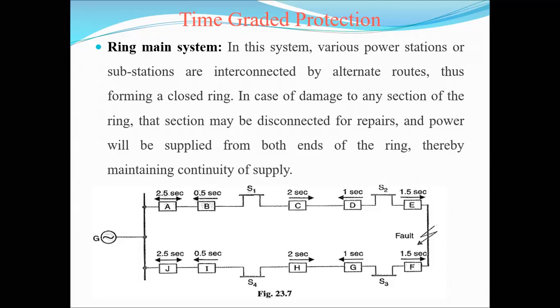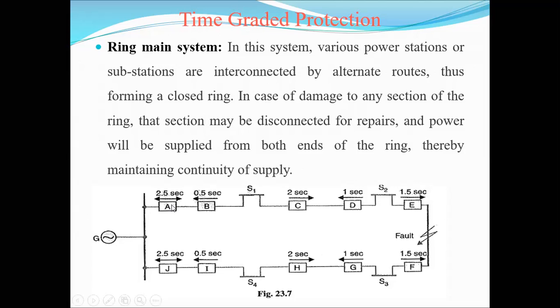Next, coming to the ring main protection system. Ring main protection system means we are using four substations. This is substation 1, this is substation 2, this is substation 3 and this is substation 4. Each and every substation has separate relays.